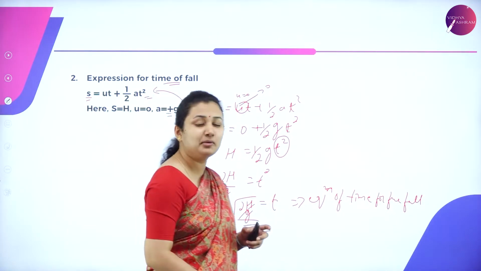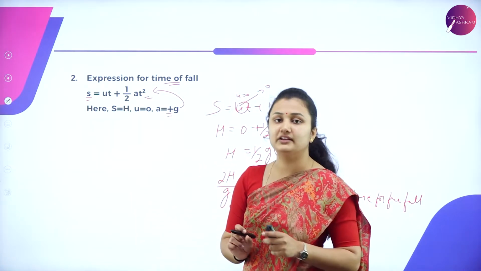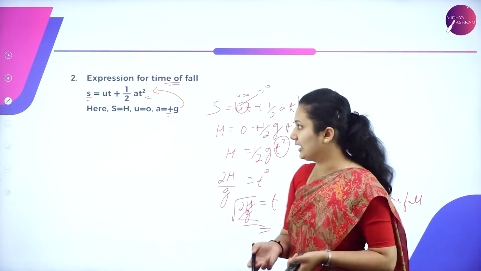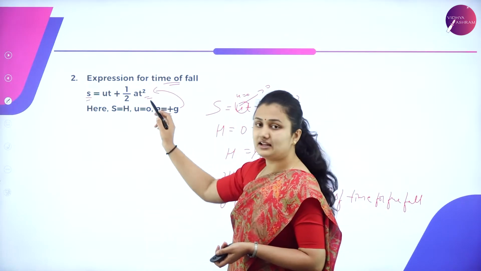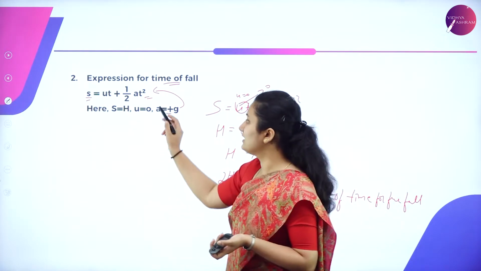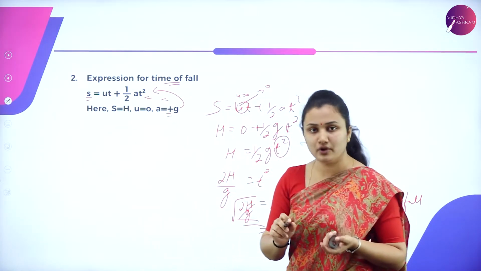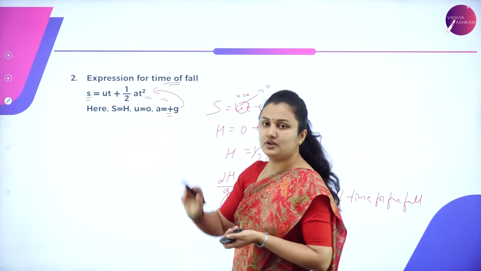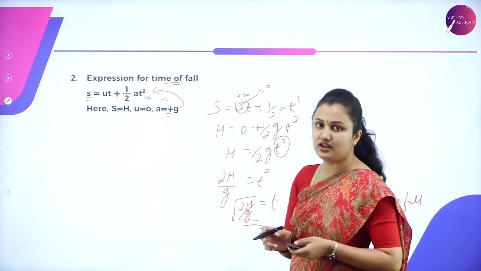So it is a very simple derivation of how you obtain the final velocity and time. I consider the third equation of linear motion for velocity and the second equation of linear motion for calculating time. So this is how you do the derivation.